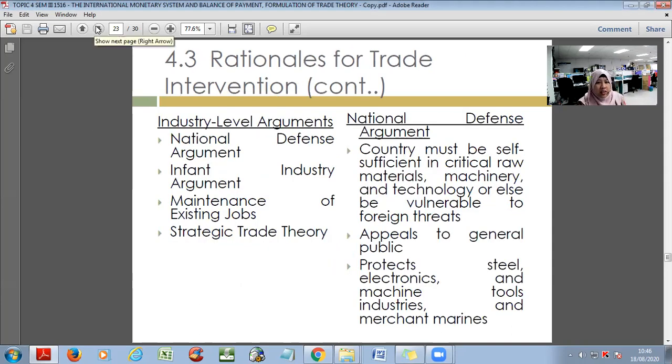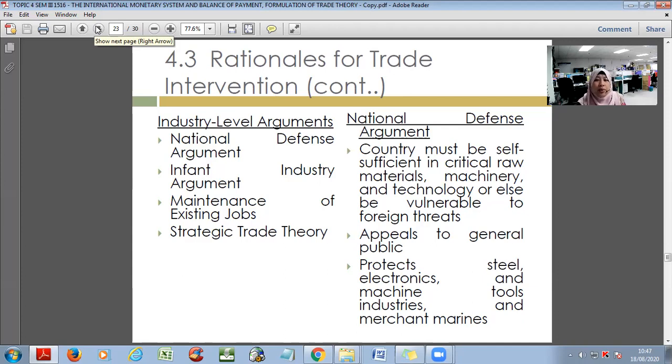The rationale for trade interventions for industry level agreements. Under industry level agreements, we have four: the national defense argument, the infant industry argument, maintenance of existing jobs, and the strategic trade theory.